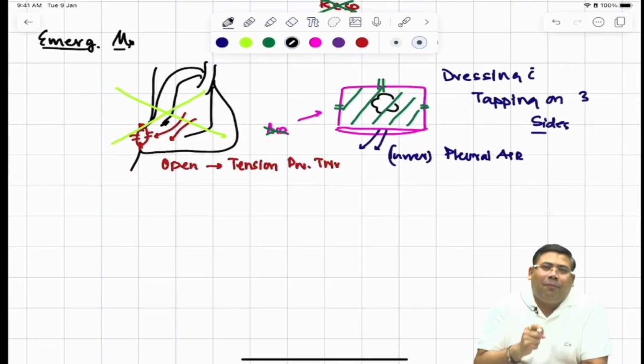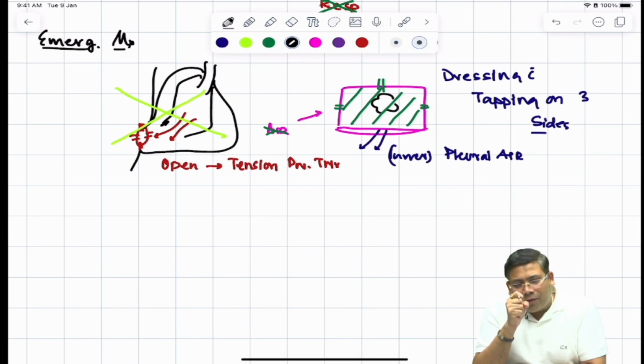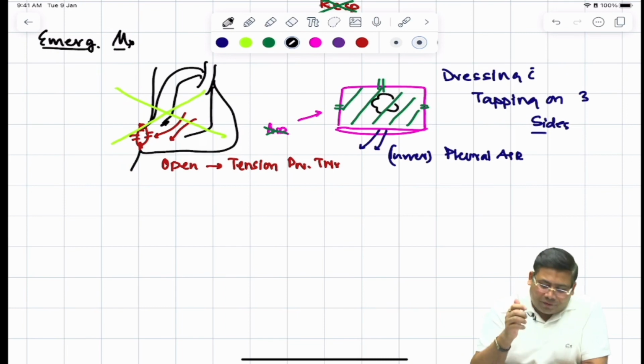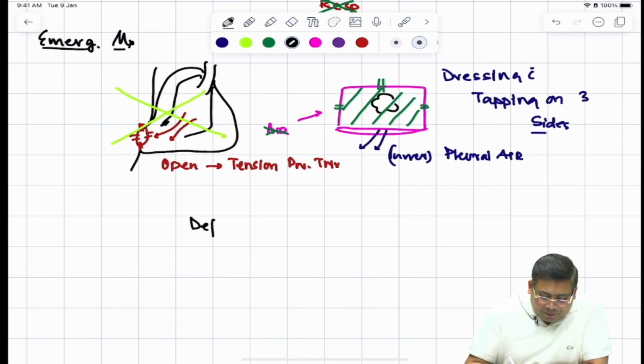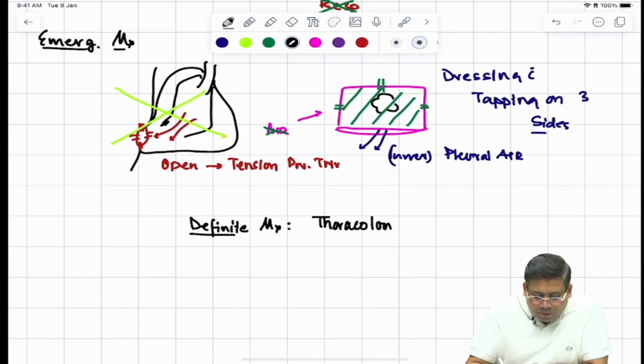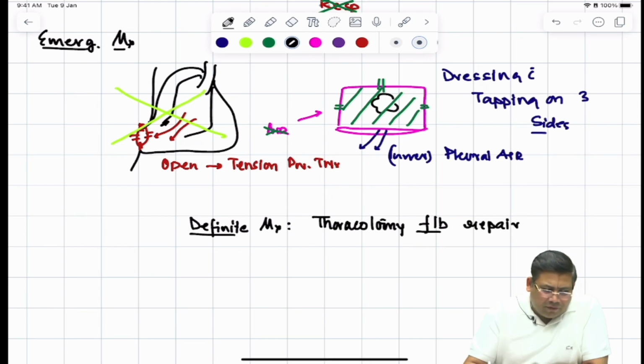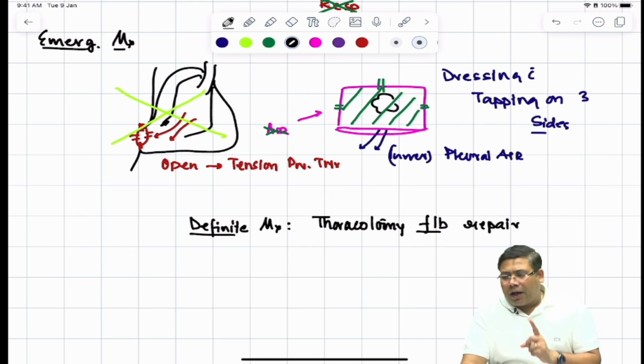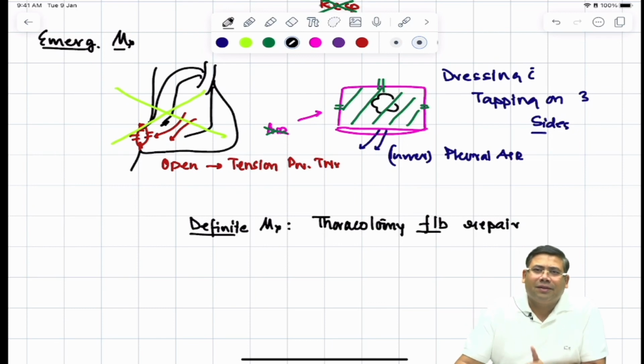So in the exam, you should know whether emergency management is asked or definite management. So what is the definite management? It is very simple. The definite management is you have to open the thorax. That is what is known as thoracotomy. So thoracotomy followed by what, students? Followed by repair, and this is a very important thing. So thoracotomy followed by the surgical repair. This is really a very important thing in this case.